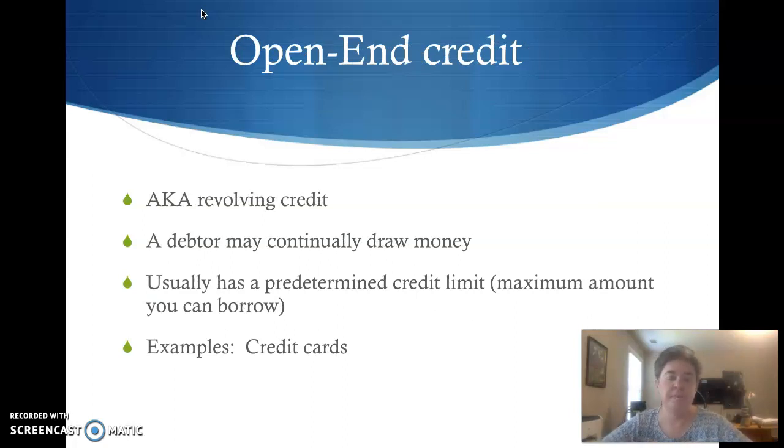Open-ended credit is the other type. This is a revolving credit, like a credit card, okay? And the biggest example of this is a credit card. Usually it's not completely open-ended in that it does have a predetermined credit limit, a maximum amount that you can borrow, but you can do $20 this month and $30 next month or whatever. You can borrow a little bit at a time. That doesn't make it any better, but it's not a consistent amount up front.